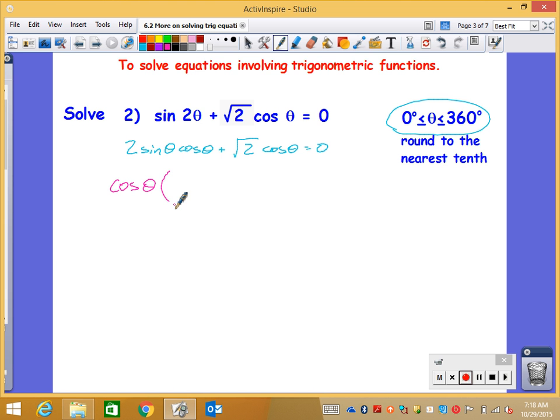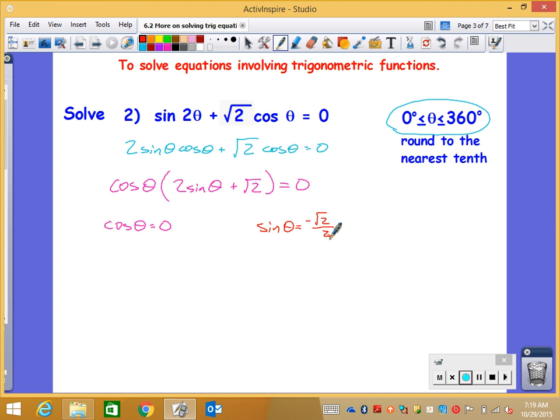Cosine theta, I'm left with a 2 sine theta, and I'm left with a root 2. Now notice this kind of looks the same as when I had factored it. I have two terms, cosine theta, and then my second term is this 2 sine theta plus root 2. Since they're equaling 0, I can pull them apart and set them both equal to 0. So the first one I get cosine theta equals 0. And on the second one, we'll do that in red, once we solve it, I get sine theta equals negative root 2 over 2.